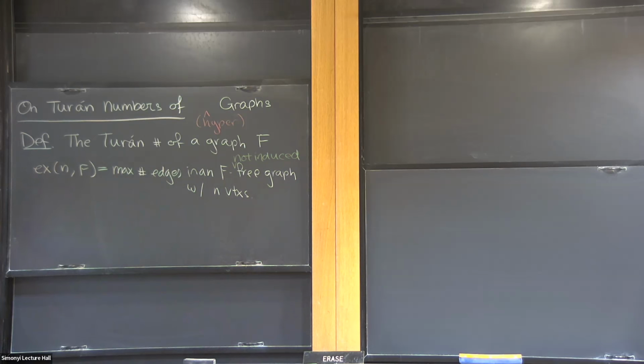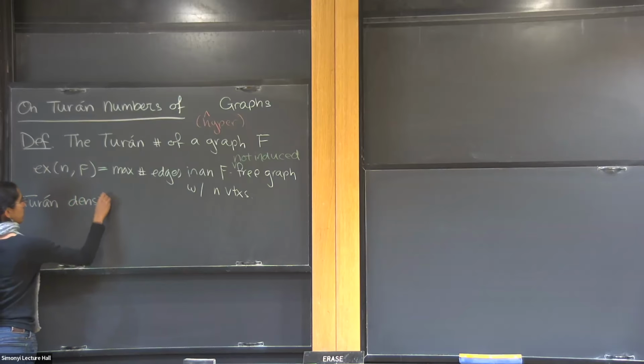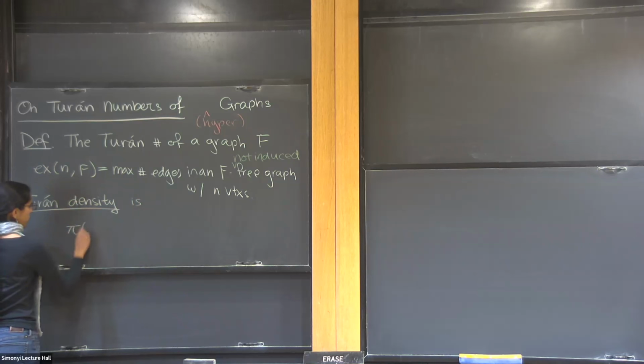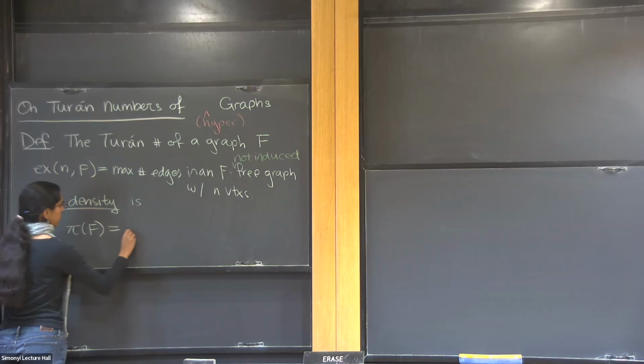Okay. So oftentimes we can't figure out what this quantity is precisely because what we think the extremal example is, you can actually toss in a few more edges and do something weird. So sometimes it's more natural to think of the Turán density, which is the limit of the density of this graph as n goes to infinity. And this is going to be denoted by π(F).